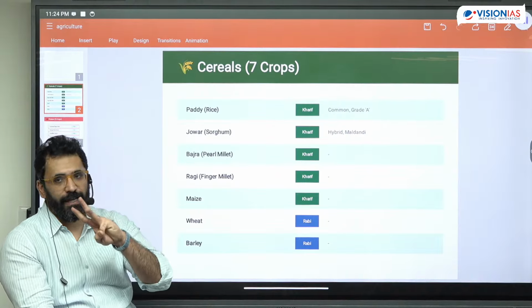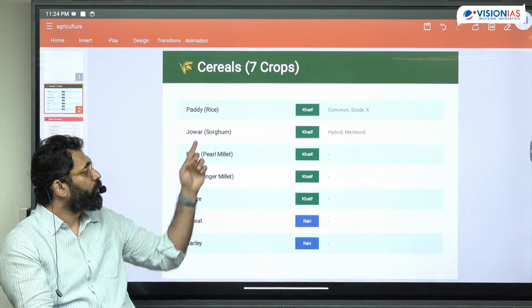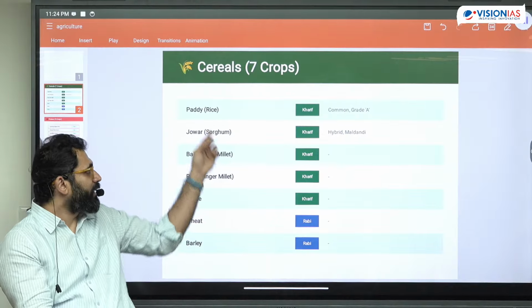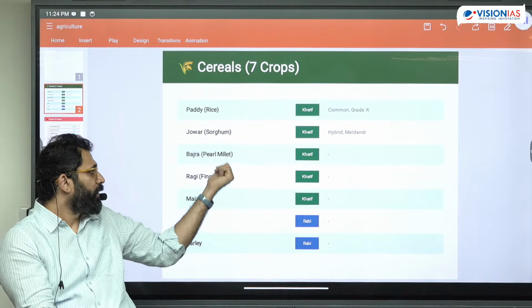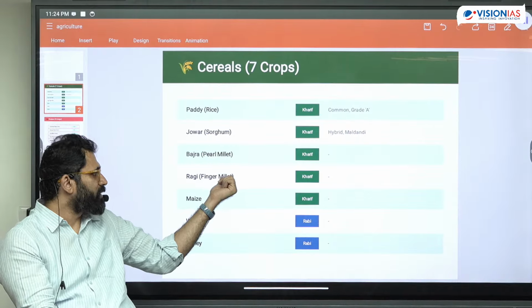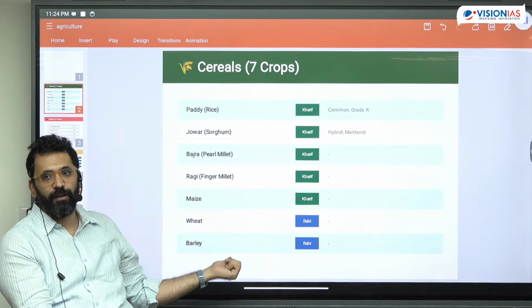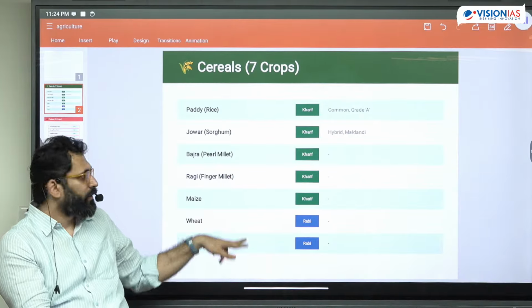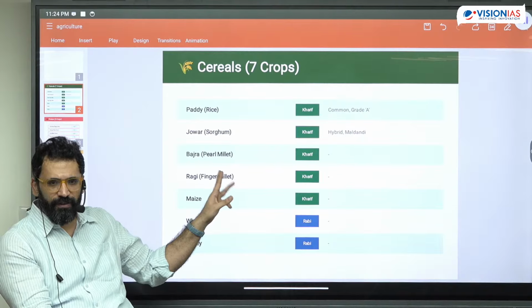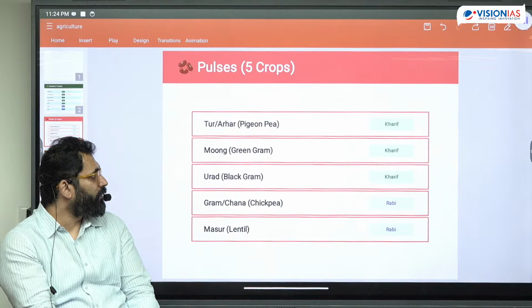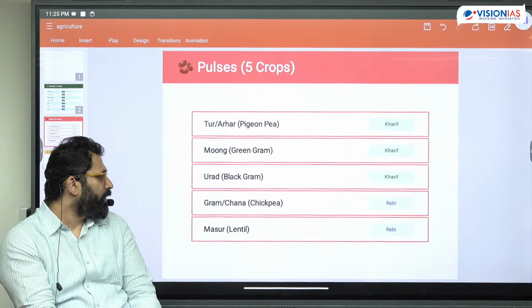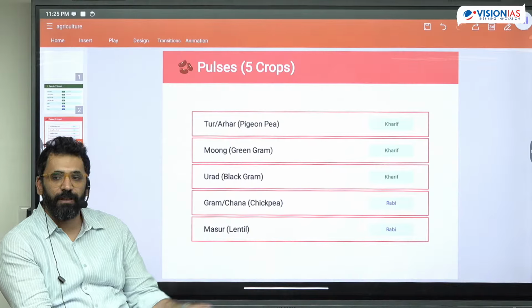There are 3 categories of it. First, you have 7 cereals. That is rice, sorghum, and red sorghum की ही import की बात है. Then you have pearl millet, bajra, finger millet, ragi, maize, wheat and barley. 7 cereals. This is also important; 2-3 questions have come on MSP. You have 5 pulses: arhar, moong, urad, chana and masoor, which have been given MSP.